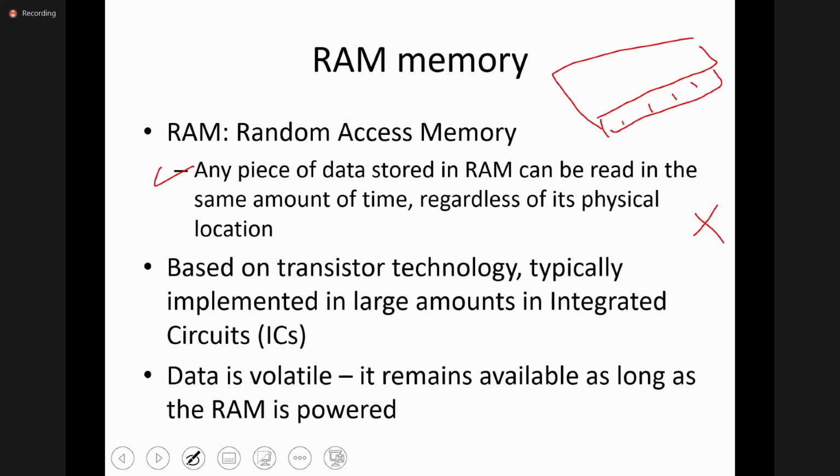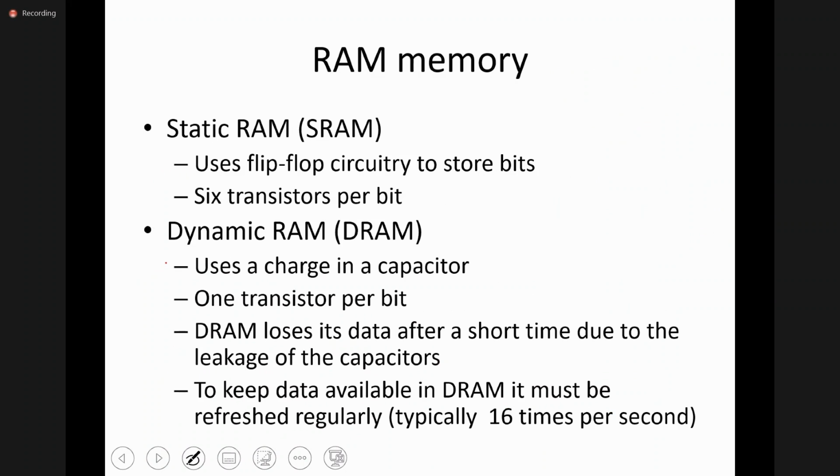If I increase the RAM, the speed will increase. If I increase the speed of the RAM, the speed of the computer will increase as well. Based on the transistor technology typically implemented in large amounts of integrated circuits, data is volatile. It remains available as long as RAM is powered. So as long as there is electricity it continues, unless we disconnect the electricity, then the data will be gone.